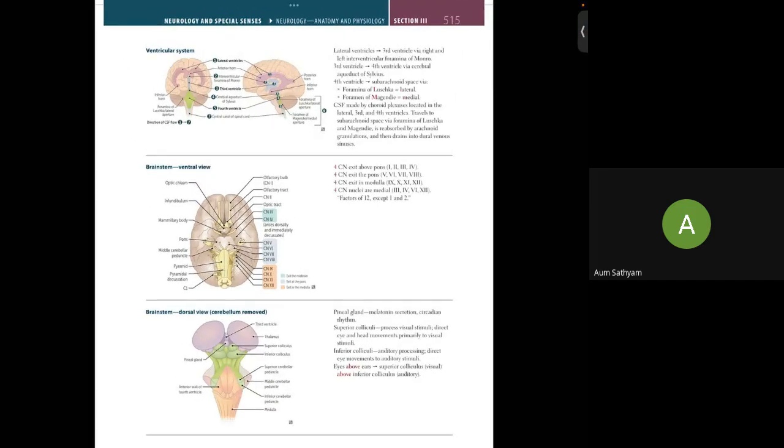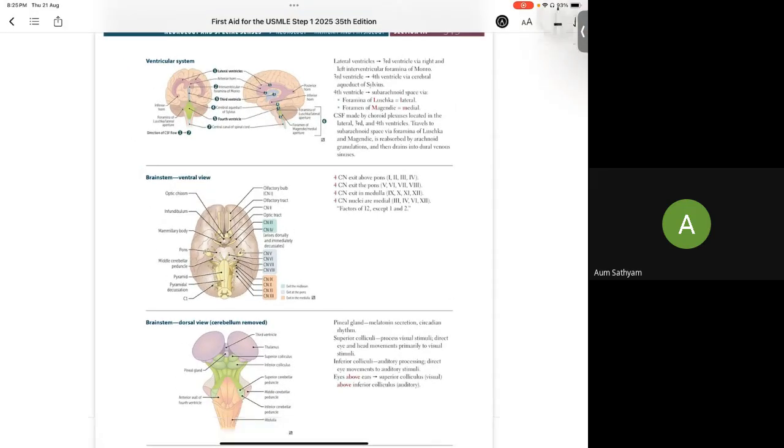Your brainstem, right? Brainstem. So let's discuss brainstem from First Aid. You guys can see here that we have four cranial nerves above the pons. That is one, two from the cerebrum, three and four from the midbrain. The fourth exits the pons. That is five, six, seven, but eight is big. We know that half of it is present within the pons and half in the medulla.